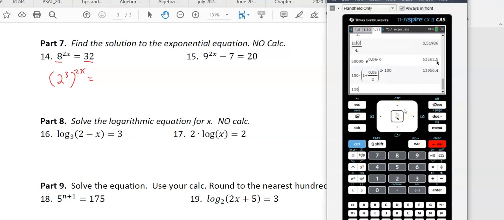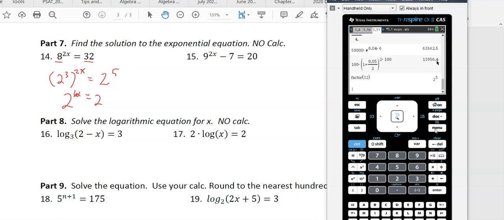You would type in menu, 32 to the fifth. You might just know that one. You've done it a bunch. 2 to the 6x equals 2 to the fifth. What must be true? The 6x must be equal to 5. So if 6x equals 5, one step to solve, you get x equals 5/6.